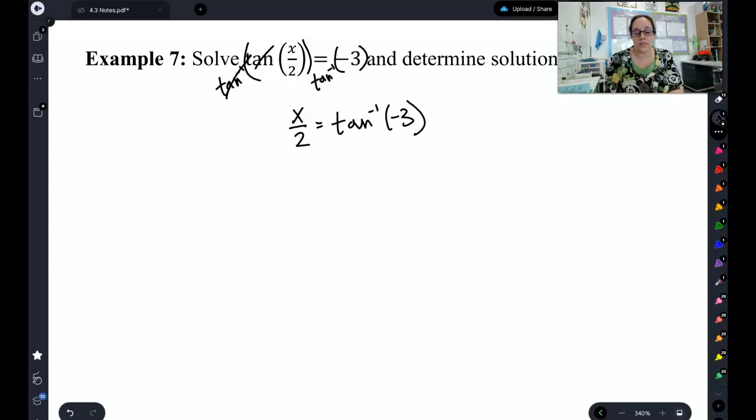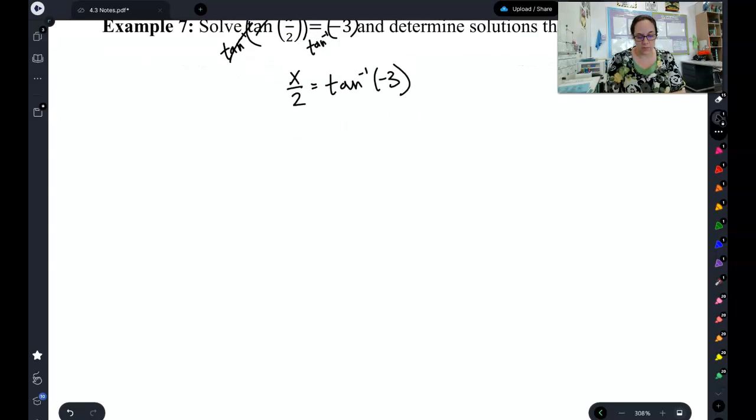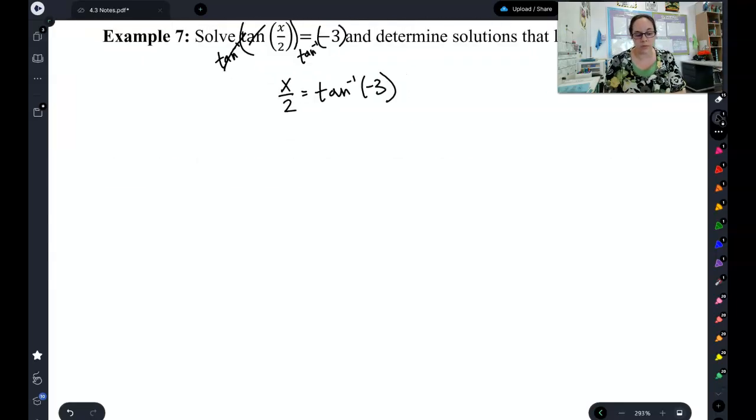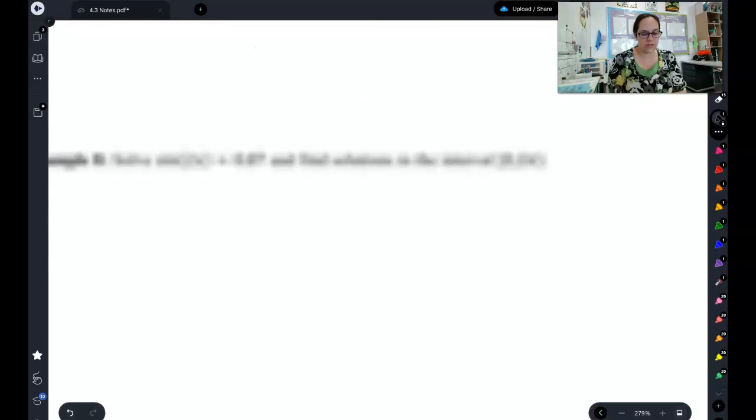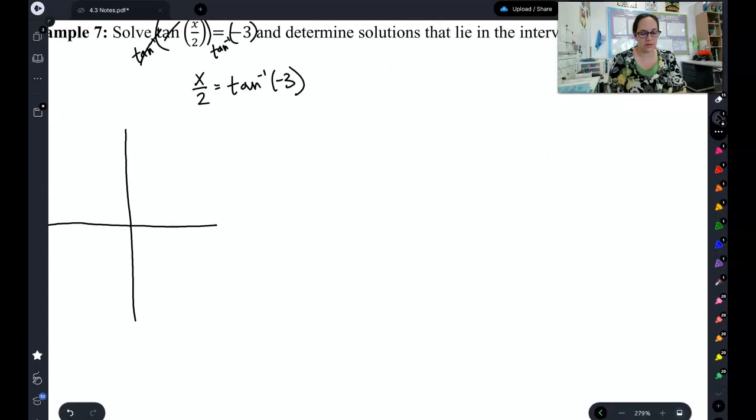Now we are still going to be in radian mode. I want you to get used to doing these problems in radians. So if you put arctan of negative 3 into your calculator, you should get, I'll write this down so it's organized, negative 1.25.